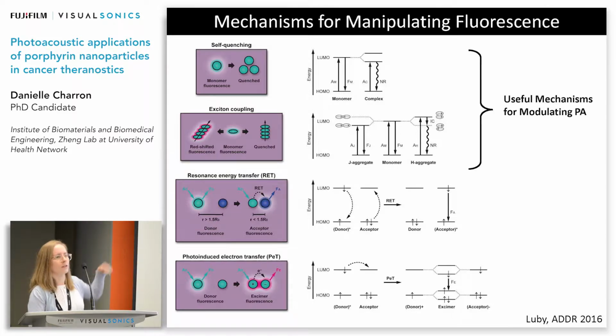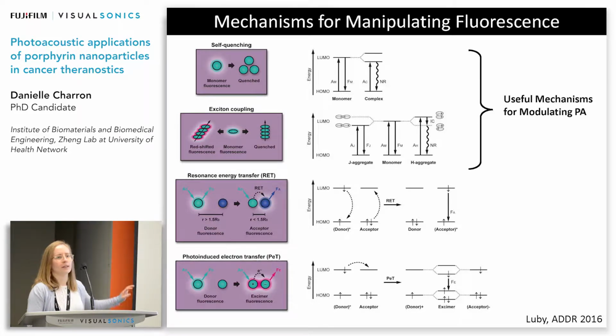There's self-quenching, also called contact quenching, aggregation quenching, exciton coupling, which is a little more new of an approach. There's two different classes: J aggregation, which causes a red shift in the absorption and fluorescence spectrum, and H aggregation that causes a blue shift. And then also, of course, resonance energy transfer, commonly called FRET, and then photoinduced electron transfer.